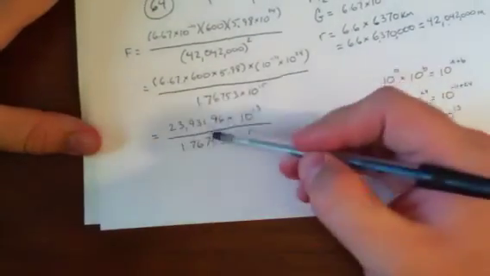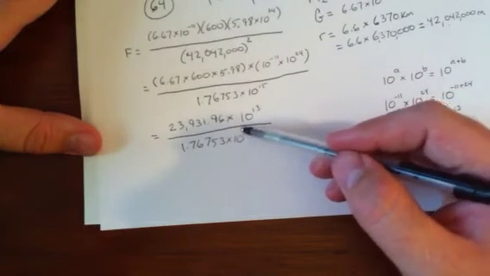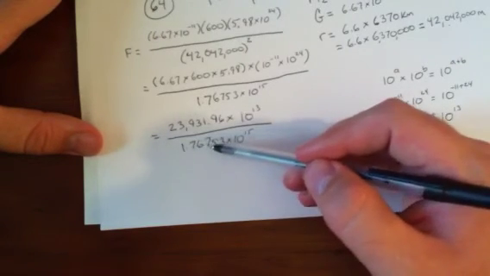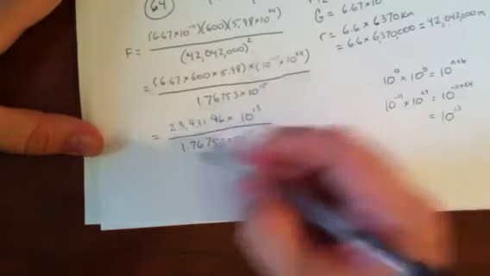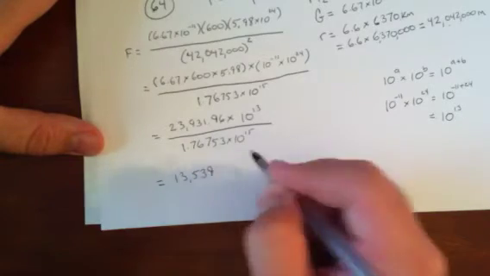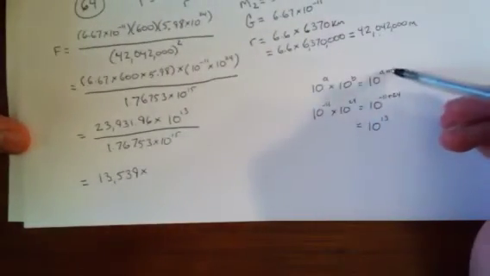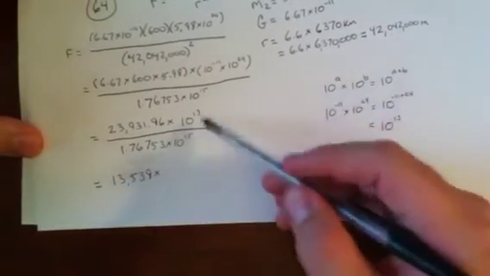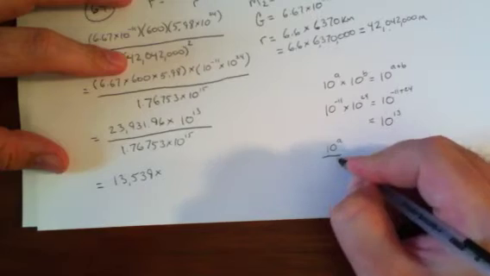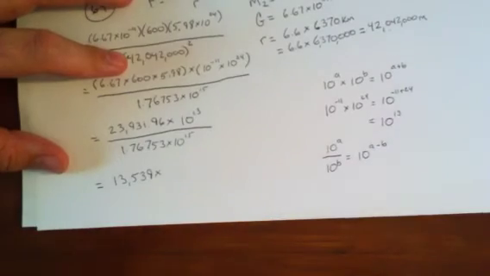Now again, we can just do the division of these front terms and then divide these terms together, right? We're allowed to split those apart. So let's just divide 23,931.96 divided by 1.76753. When we do that, we get 13,539. Now for this, remember over here when we multiply them, you add. Well, you can imagine when you divide, you subtract. So if you have 10 to the a over 10 to the b, that's 10 to the a minus b.